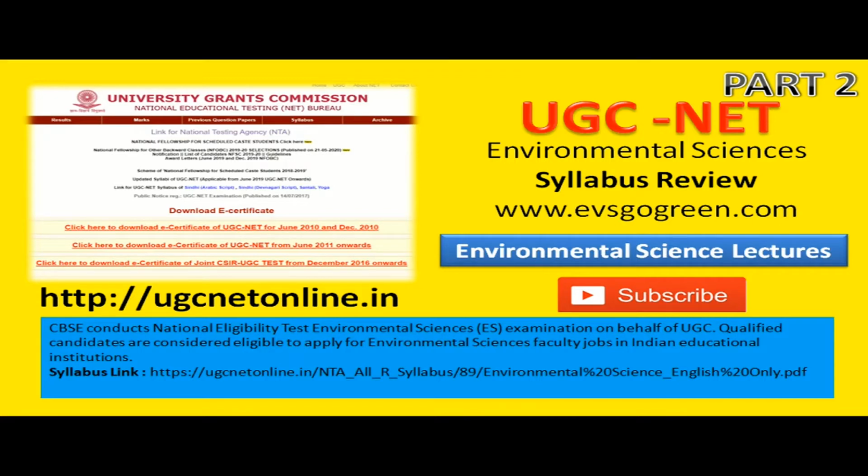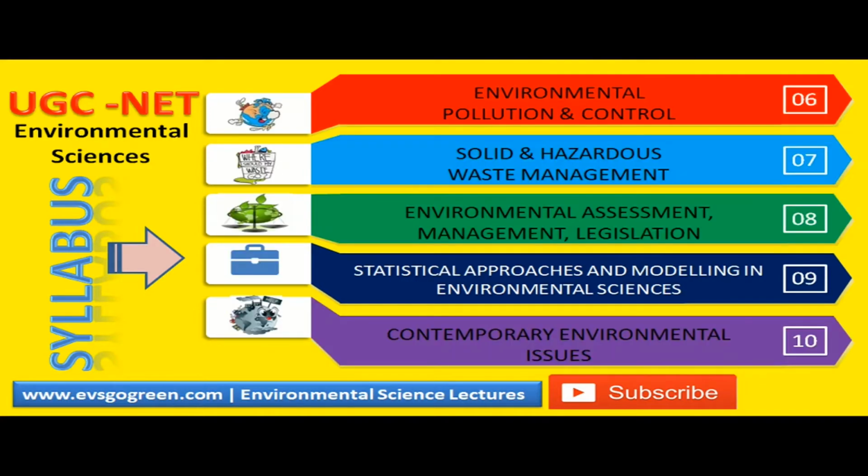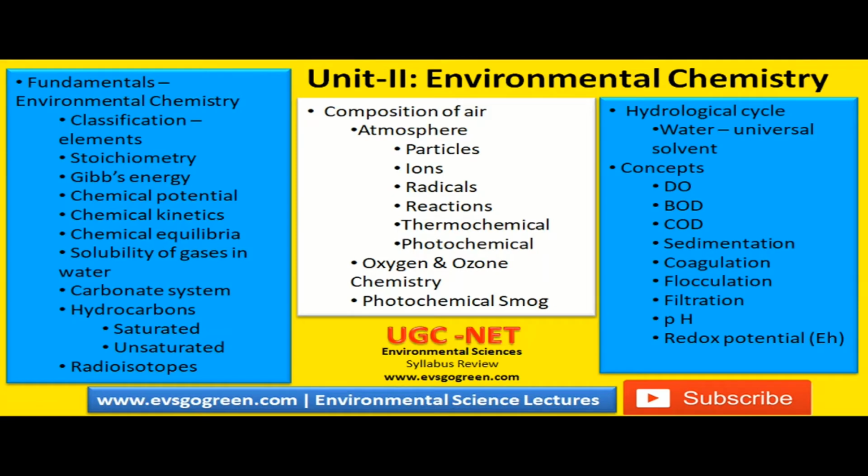So now let's go to the review. These are the first 5 units of the UGC NET syllabus for Environmental Sciences, Unit 1 to 5 you can see here, and from Unit 6 to 10 you can see here. Okay. Now we are going to Unit 2. I have split it into modules like this.